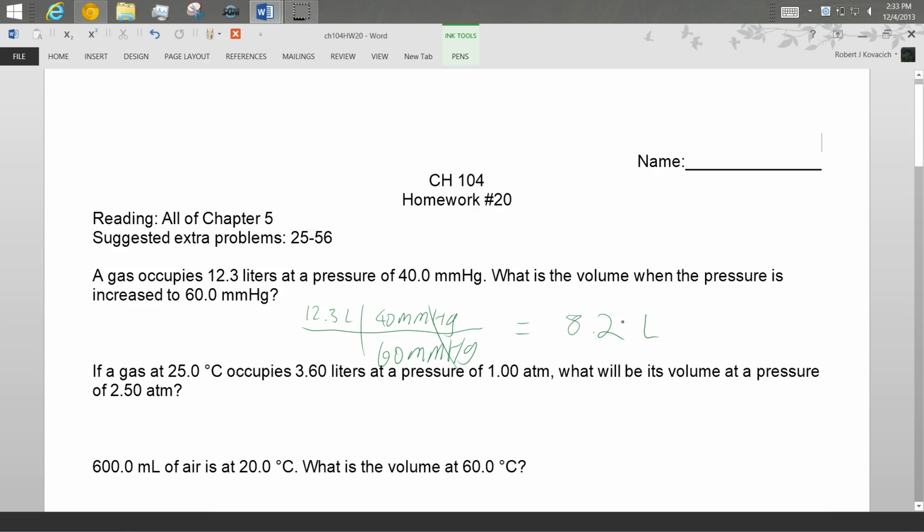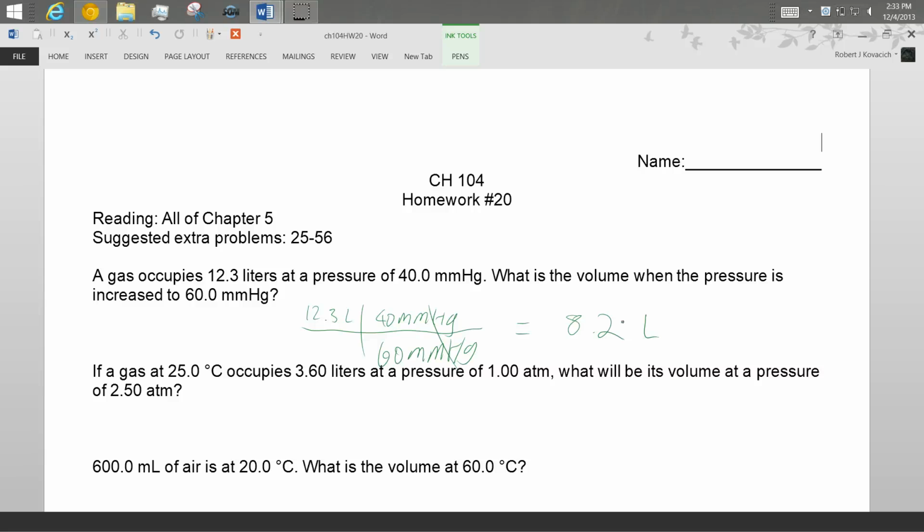Didn't bother with the equation. All we did was look at the situation and determine how it should come out and then set up the equation effectively. So the next one, I've got a gas at 25 degrees Celsius occupies 3.6 liters at a pressure of 1. What will be the volume at a pressure of 2.5 atmospheres? All right, so in this problem, is there extraneous information? 25. Yeah, all right, it's 25, but it didn't talk about it again, so that means it must have stayed 25. Okay.